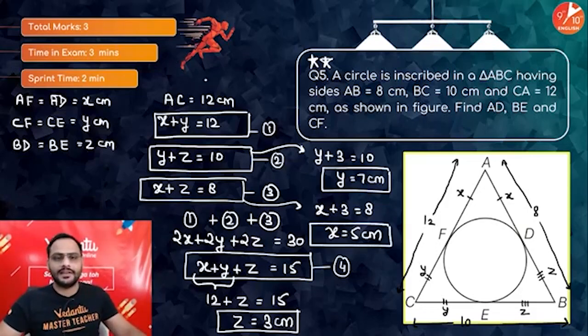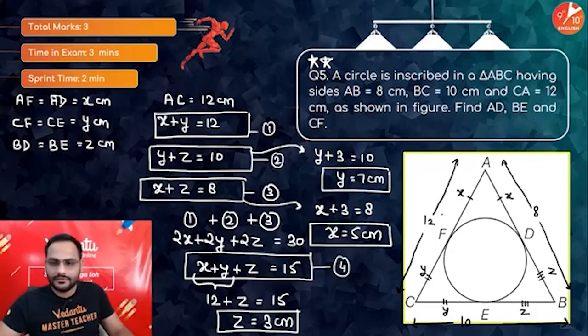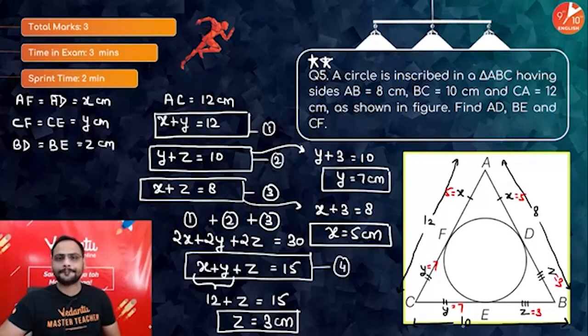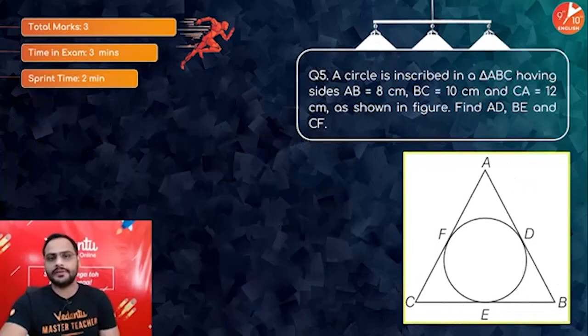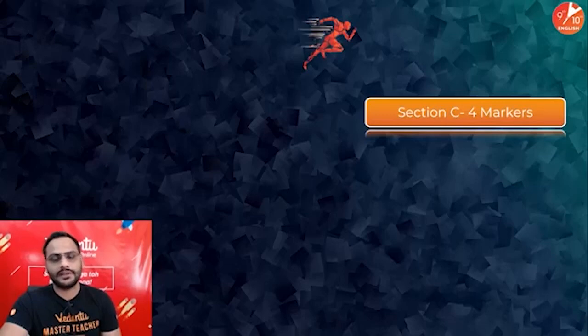Right? So I can say the length of AD, which we have got as x, is equal to 5 centimeters. So this is also 5. Length of BE, which is taken as z, is equal to 3 centimeters. So this is also 3 centimeters. And length of CF, which we have taken as y, is also 7 centimeters. And you can see 5 plus 7 total 12. 5 plus 3 total 8, 7 plus 3 total 10. Alright, so amazing question, a very important question from your NCERT. Alright, this is an NCERT question.